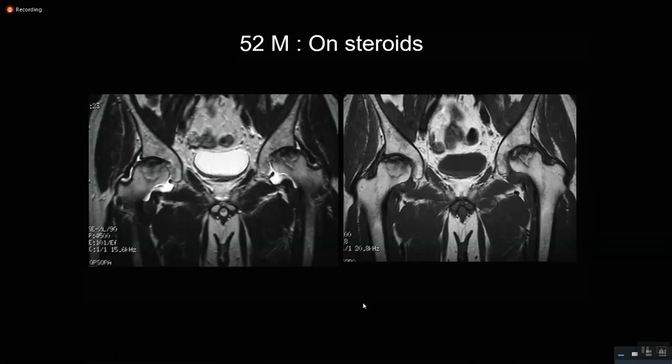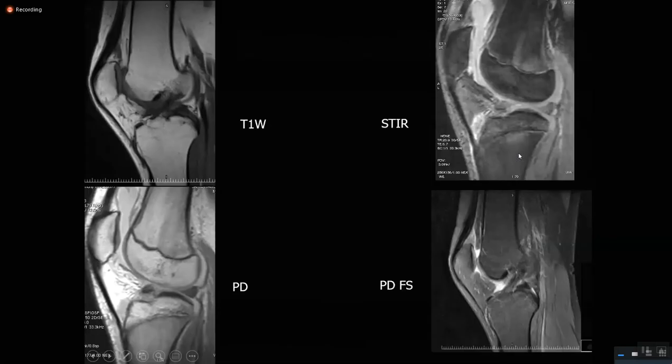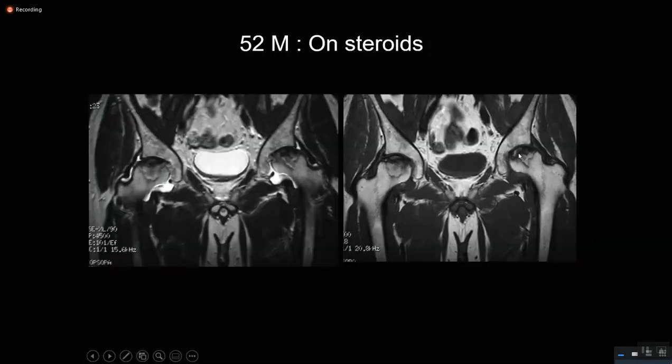So on which sequence, this is a VIVA question, on which sequence do you see the double line sign, and can you point it out to me? Here on the T1 weighted sequence. Can you move the mouse? I cannot see the mouse. Yeah. So can you go back, please? Yeah. So the point is that it is seen on T2 weighted sequence, and these two lines are, one, the interface between normal and abnormal bone, and second, granulation tissue.